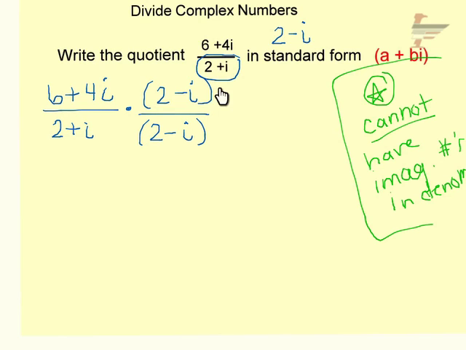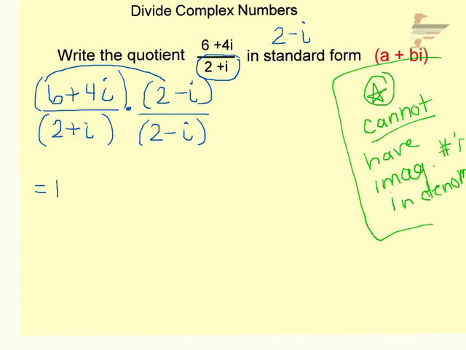And what is 2 minus i divided by 2 minus i? It's really just 1. So I'm just taking this fraction times 1, which is totally legal. Okay, so balance it out, right? Now I need to FOIL this bad boy out. So if I FOIL the numerator, I'll do this slowly for the first one.